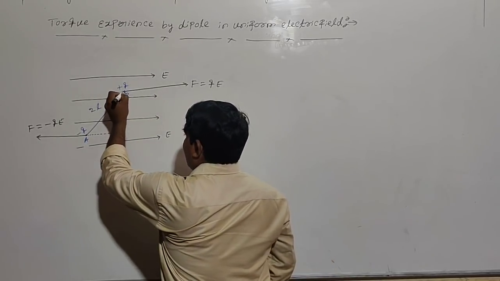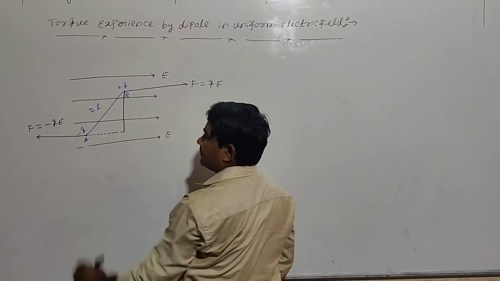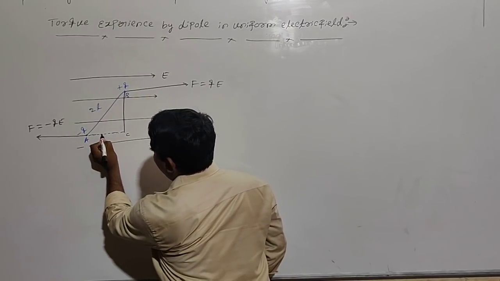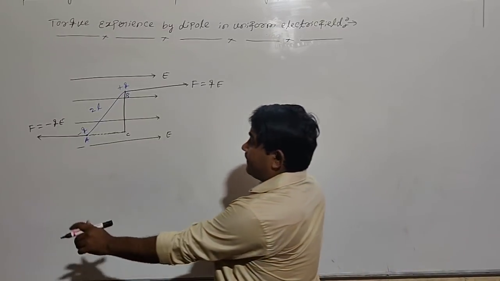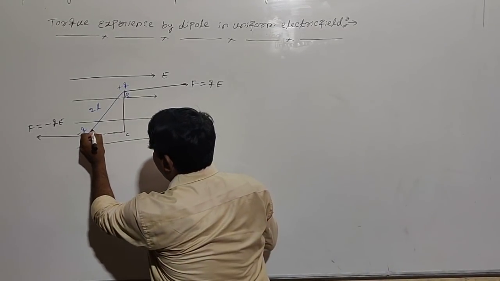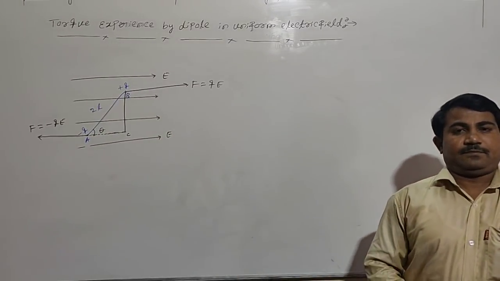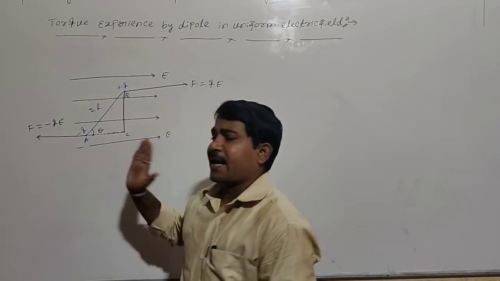See here, let us consider the perpendicular distance between the two forces. What is the perpendicular distance between the two forces? BC is the perpendicular distance between the two forces. And the dipole is placed in the uniform electric field at this angle, theta.